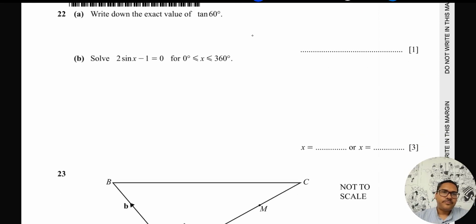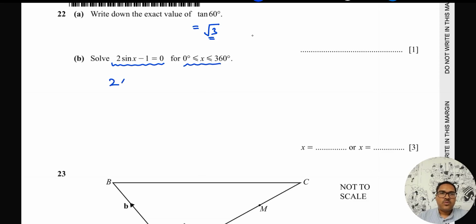Next question. Write down the exact value of tan 60. Now for this, you need to know the table of values. So what is this tan 60? This is root 3. And now you have to solve this equation. This is a very important question. You have to solve this equation without using a calculator, because this is a non-calculator paper, in between 0 and 360 degrees.